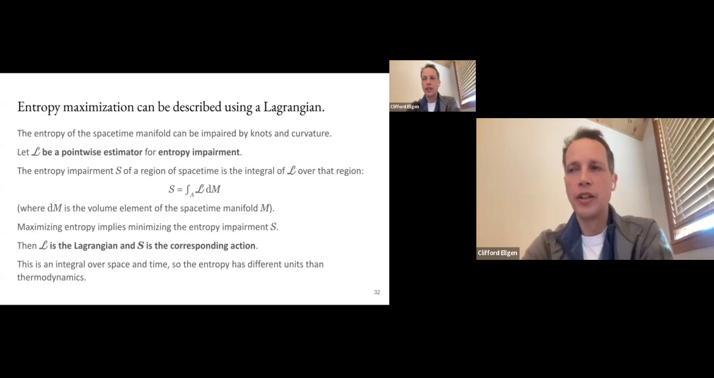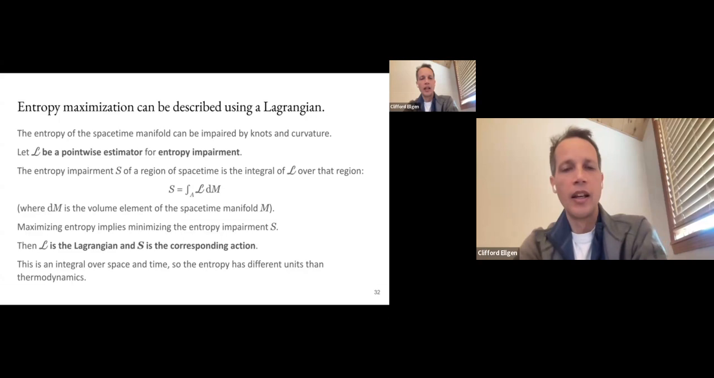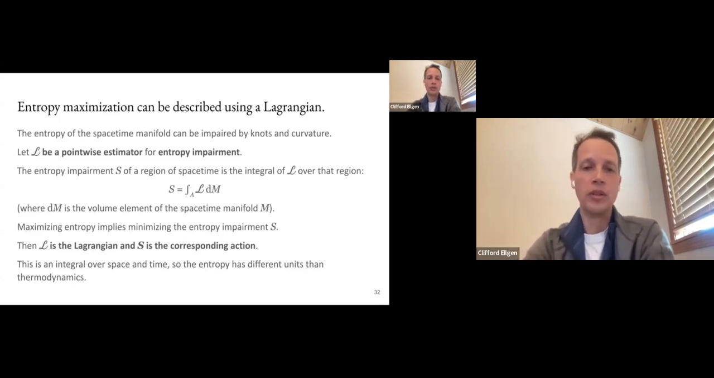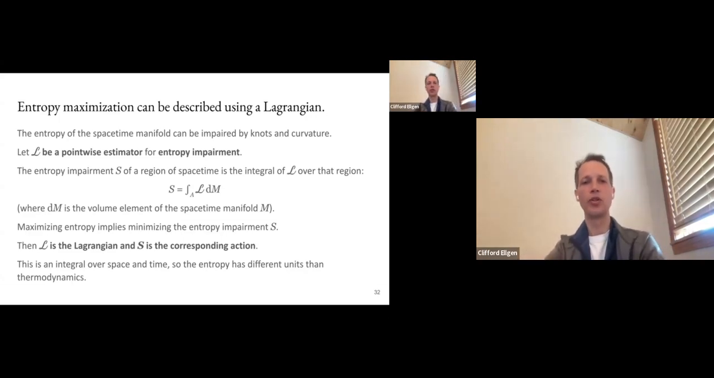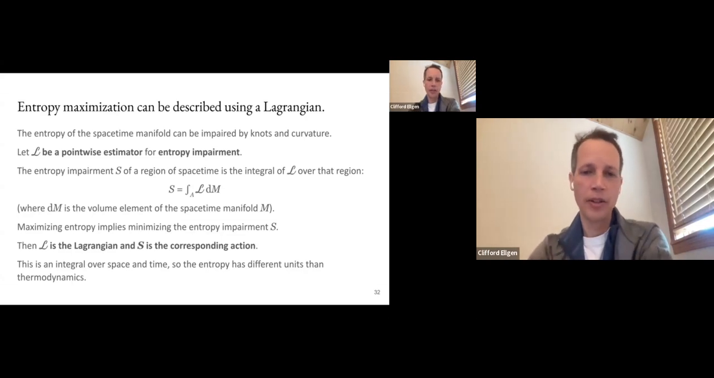And so if we're solving for the dynamics, what we're really doing is we're asking, what can spacetime do that keeps S close to its maximum value? Which means that S that we're using as a measure of entropy impairment is actually also an action in an action principle description of this branch spacetime manifold. And L is the corresponding Lagrangian density. And now we're going to use this tool to understand our dynamics.